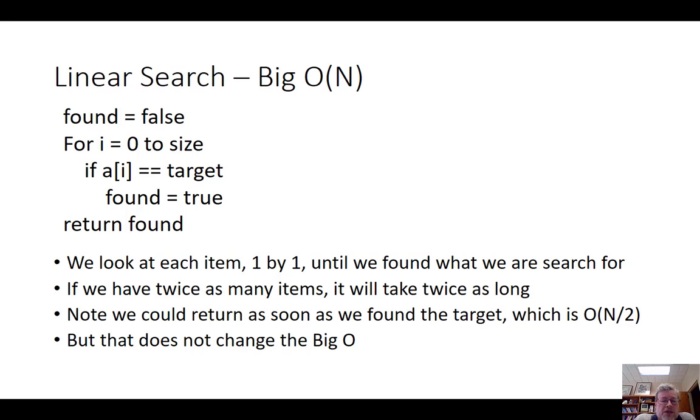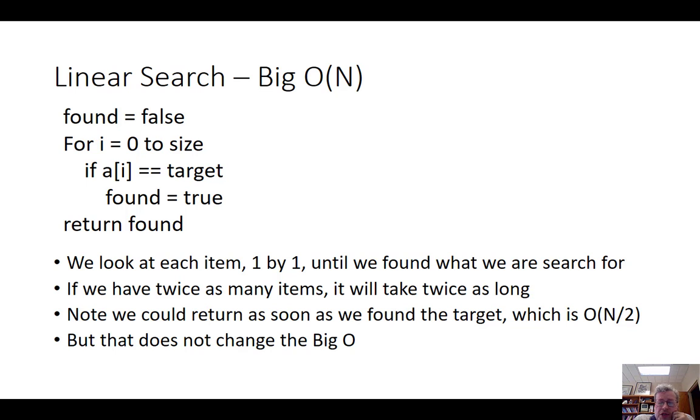We go from 0 to the size. And if the particular element is what we're looking for, then we set found equals true. And then when we get done with our loop, we return found. So we're going to look at each item one by one until we find what we are searching for. So if we have twice as many items, it's going to take twice as long, right? If we have 1 million items and it takes so long, looking through 2 million items is going to take twice as long, okay?